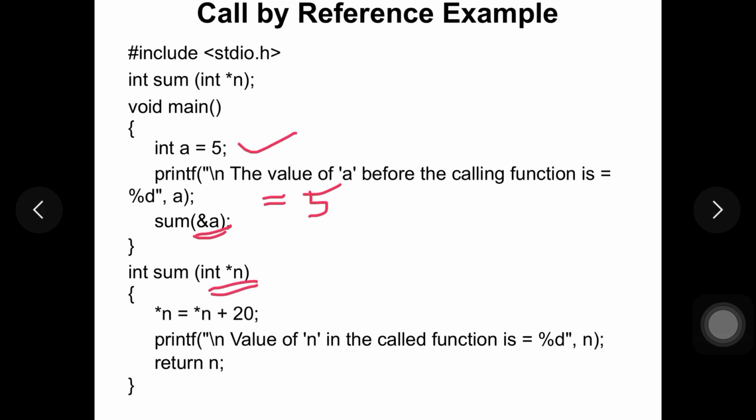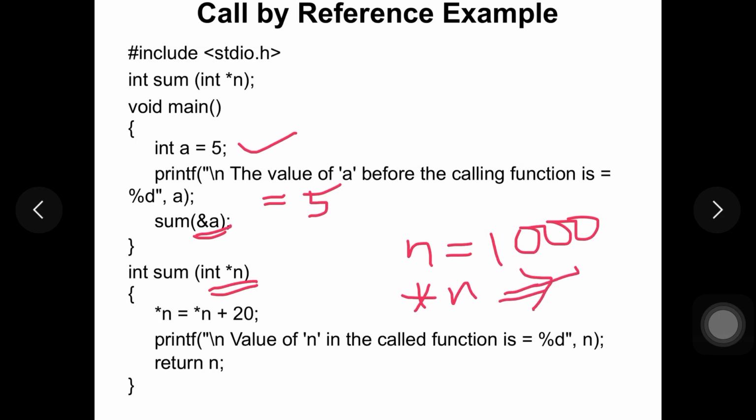Now what is the value? As you are passing ampersand a to n, the n value will be equal to some address. We'll consider that the address of a is 1000, so n will be holding 1000 and pointer n will be pointing to the value at 1000. Whatever value you have stored at address 1000, that is what n will be pointing to. So star n here is 5.